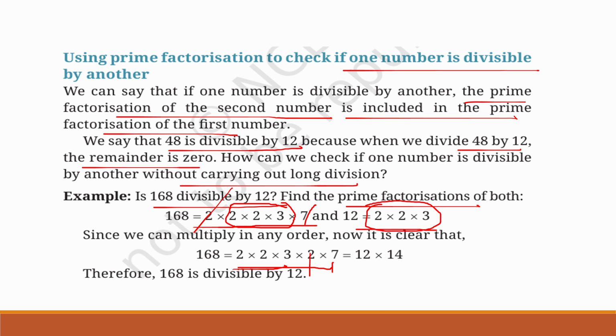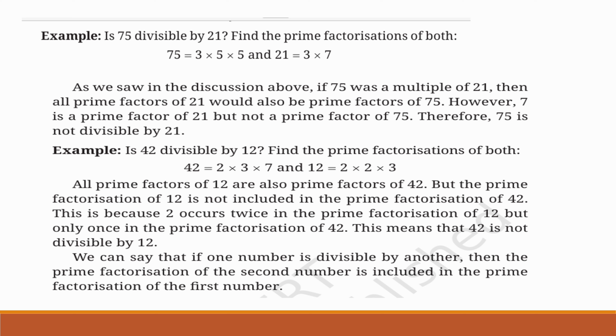So 168 is divisible by 12. Then we will see some examples. Is 75 divisible by 21? So we have to find the prime factorization of both. 75 is equal to 3 into 5 into 5. Then what is 21? 21 is equal to 3 into 7. Is 75 divisible by 21?